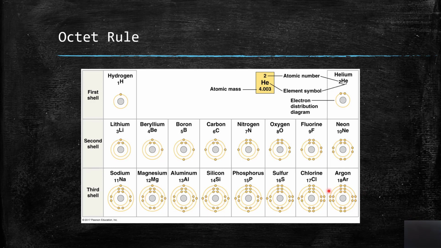Meanwhile, chlorine, if you look over here, it's not full. Look out here. It's missing an electron. That means chlorine is going to be very reactive because it's almost full. It really wants another electron to be stable, so it's going to borrow or steal electrons quite readily.